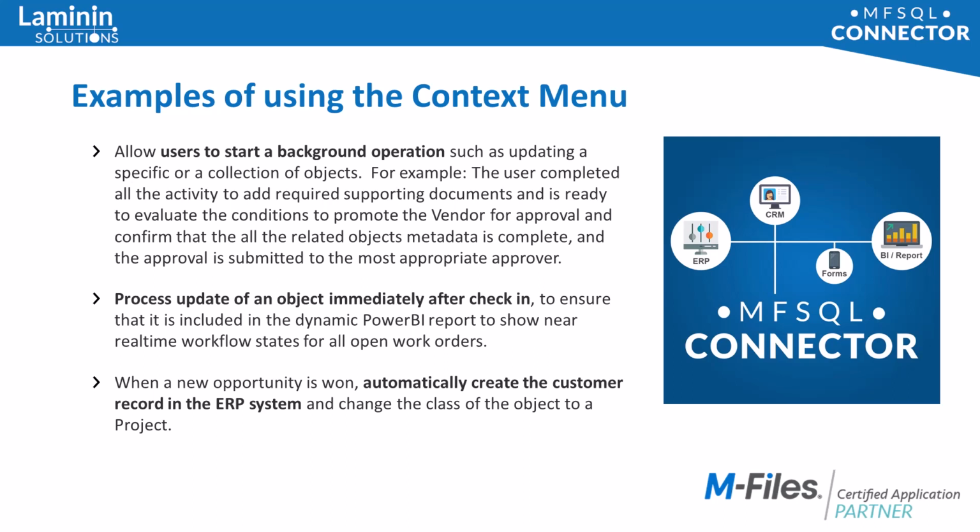So this is done by using a state change context menu action. And so when the opportunity is won, the system will automatically trigger a SQL procedure. The SQL procedure will get the information from the opportunity, check whether the customer already exists or not, and if it does exist, it would push that information to the ERP system.